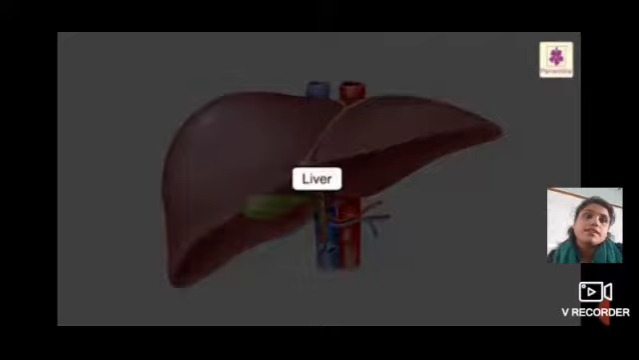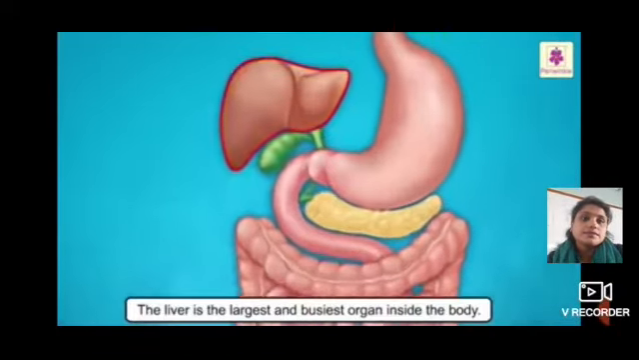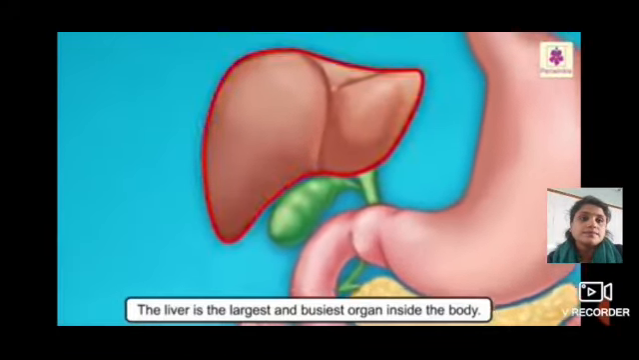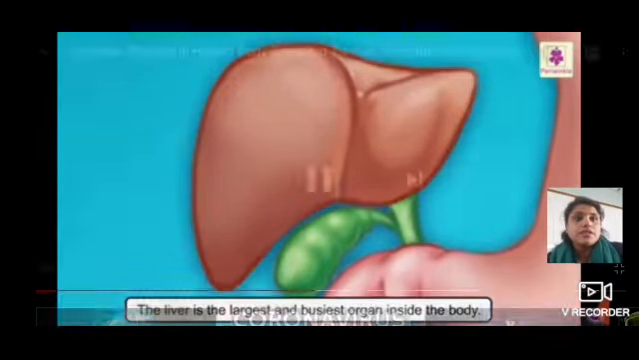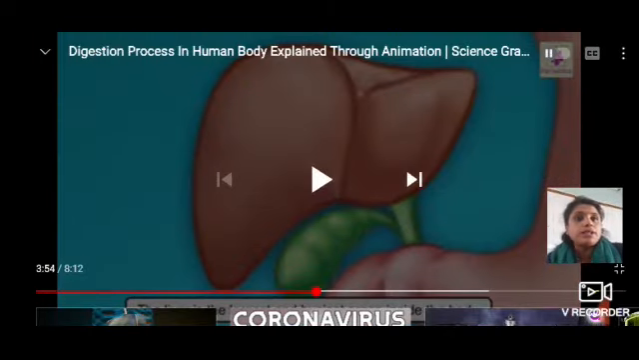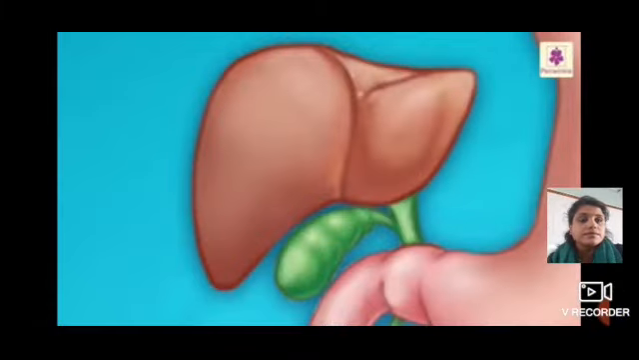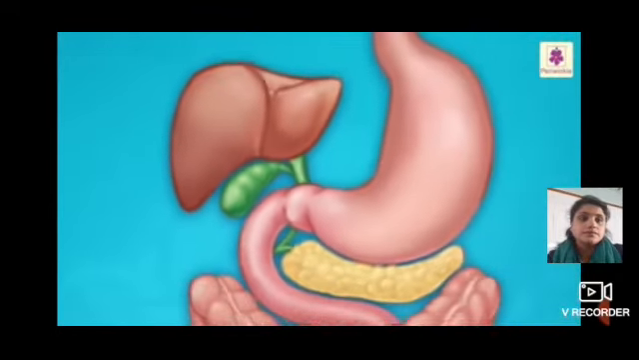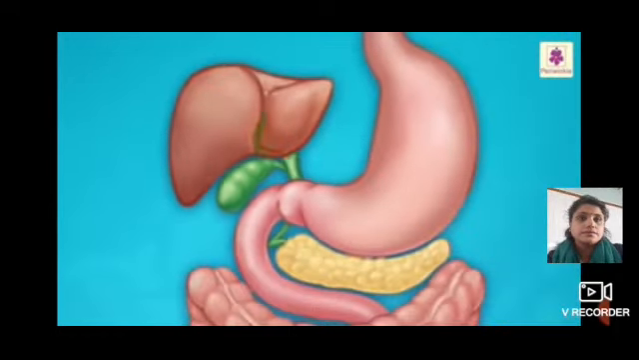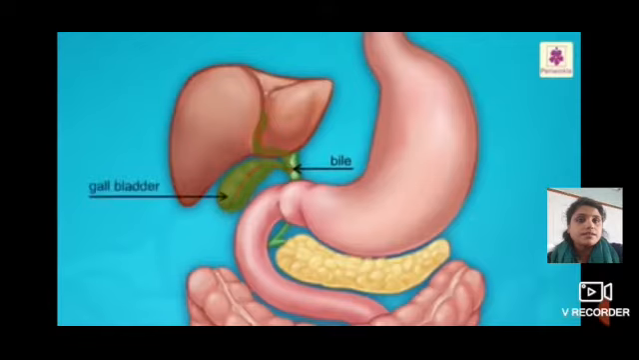Liver. The liver is the largest and busiest organ inside the body. Students, now we are talking about our liver. It does many different jobs, out of which 3 are very important. It produces a thick green fluid called bile, which is stored in a small pear-shaped bag called the gallbladder.